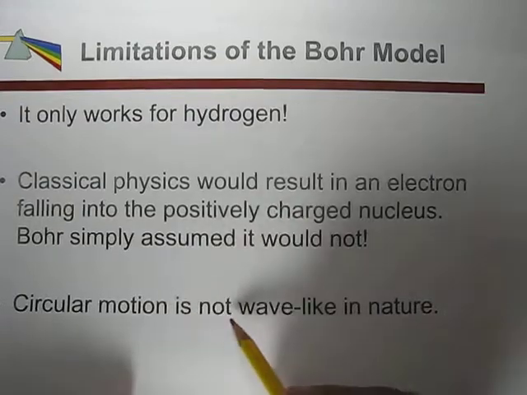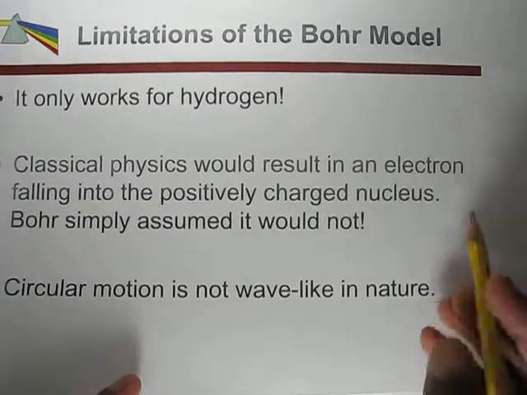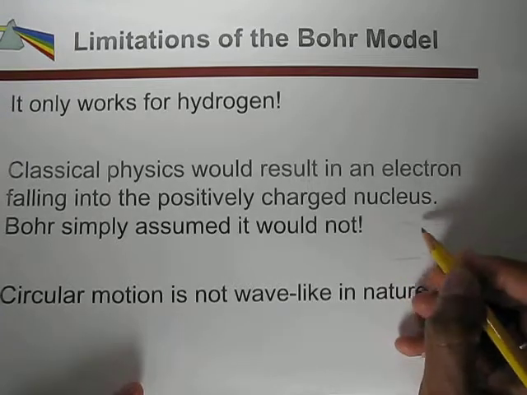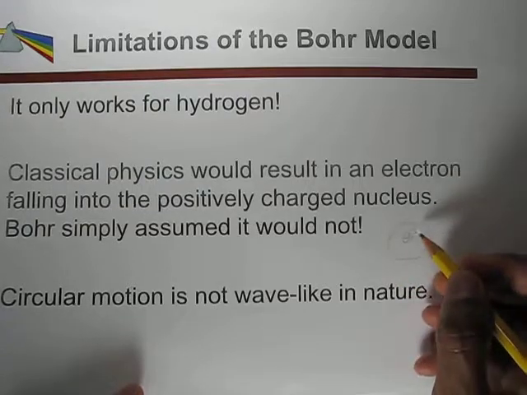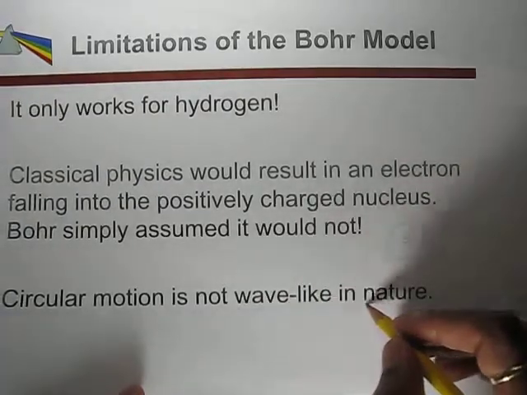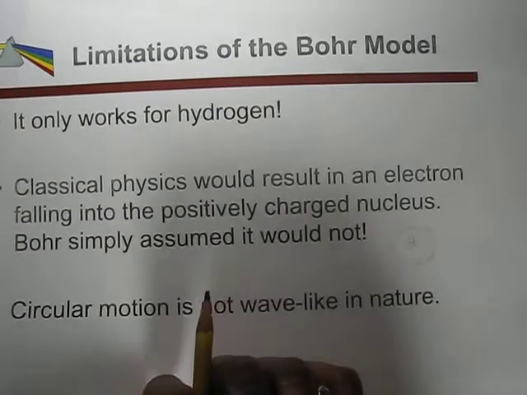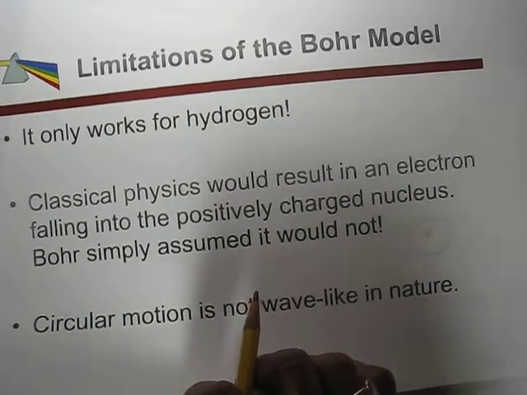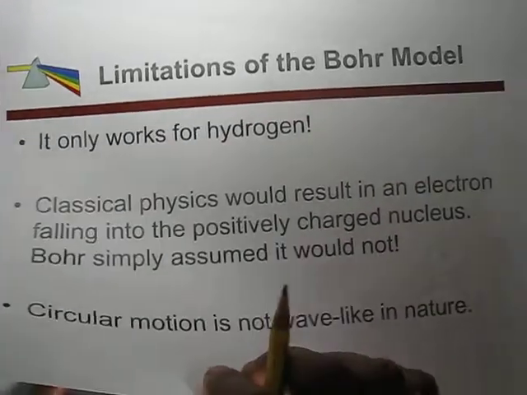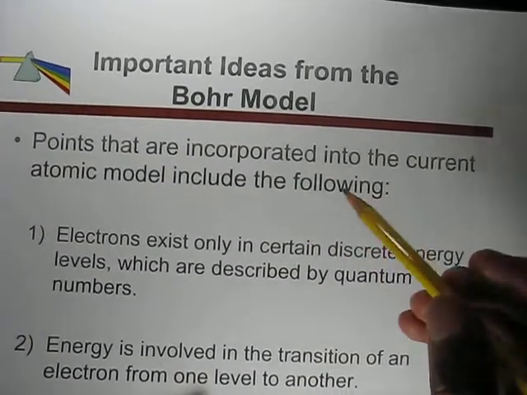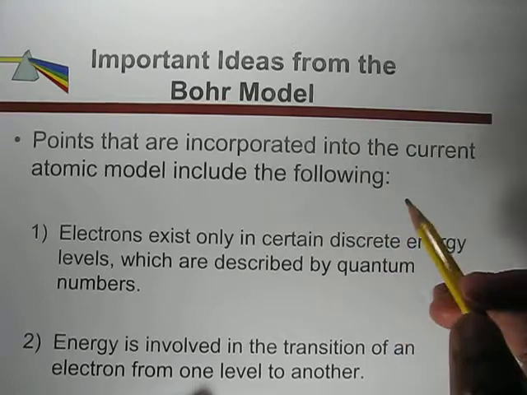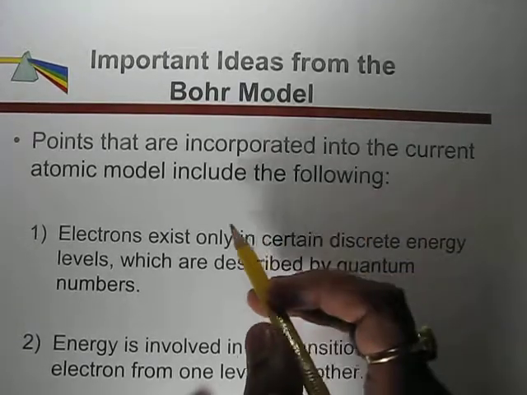And then, circular motion is not wave-like in nature. According to the Bohr model, the electron keeps moving in an orbit. This circular motion is not wave-like in nature, but the electron shows wave-like nature. Therefore the Bohr model applied only to hydrogen and not to any other elements. But some key important points were taken and applied in the modern atomic model.